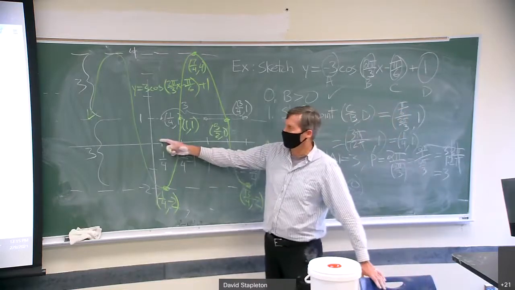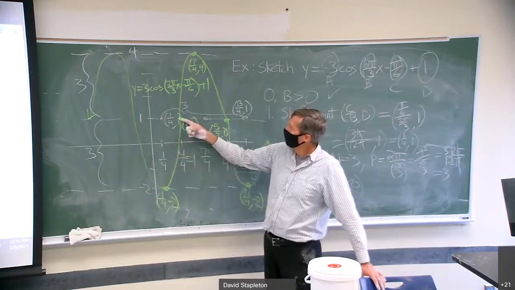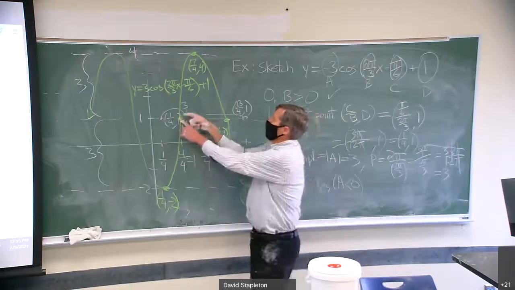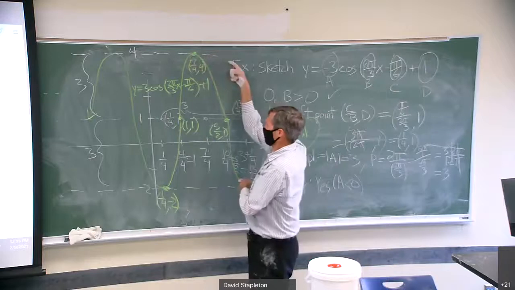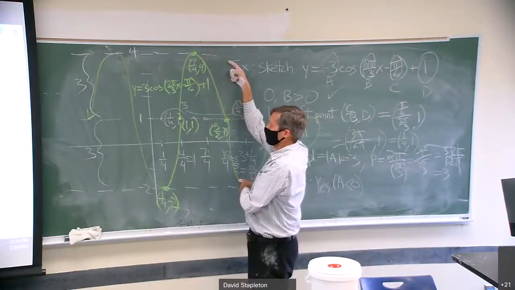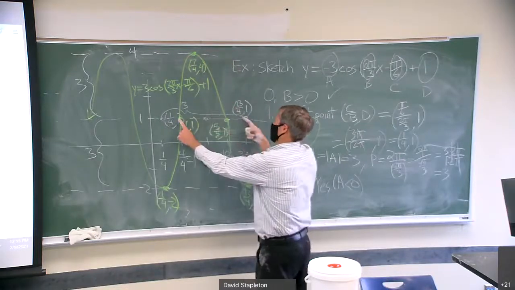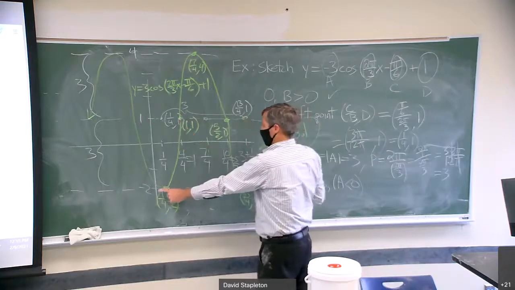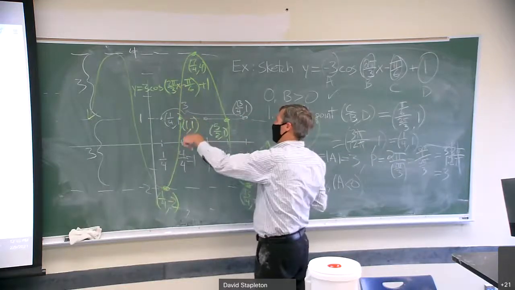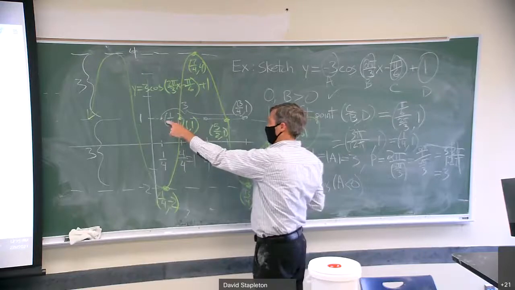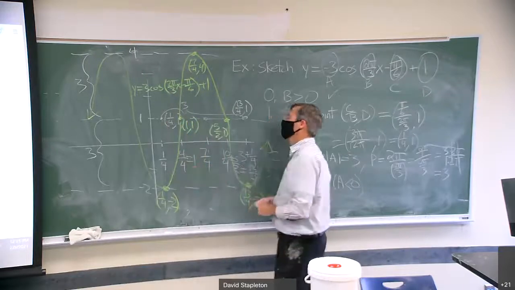Find the shift point. You memorize C over B, D. Find the amplitude. It's the absolute value of A, and go up and down the amplitude and sketch the guidelines. Find the period. It's always 2 pi over B, and you move over that much from the shift point. And you draw a wave between the bottom and top guidelines. Sine starting at the middle, cosine starting at the top and bottom. That's it.